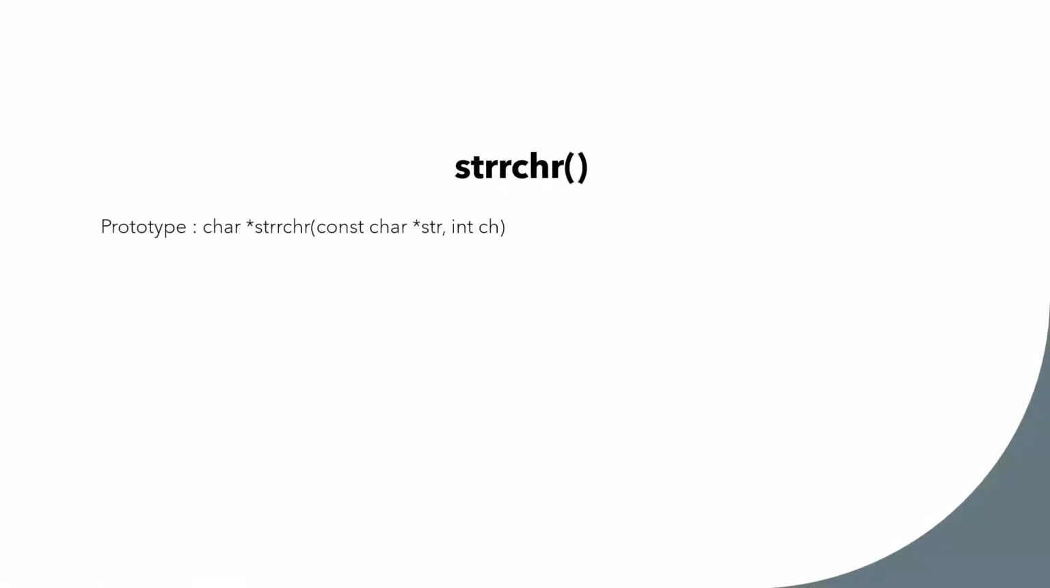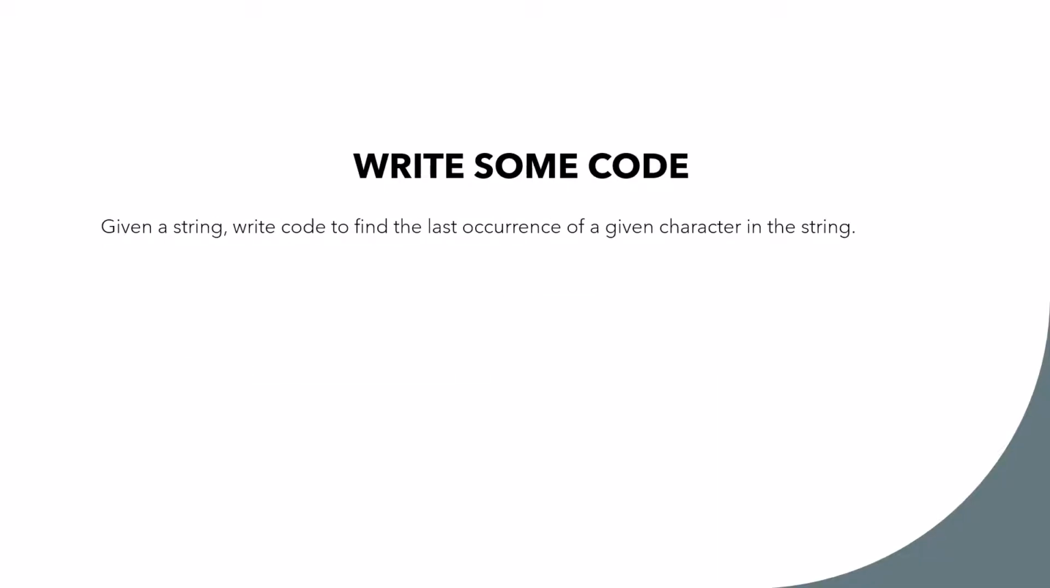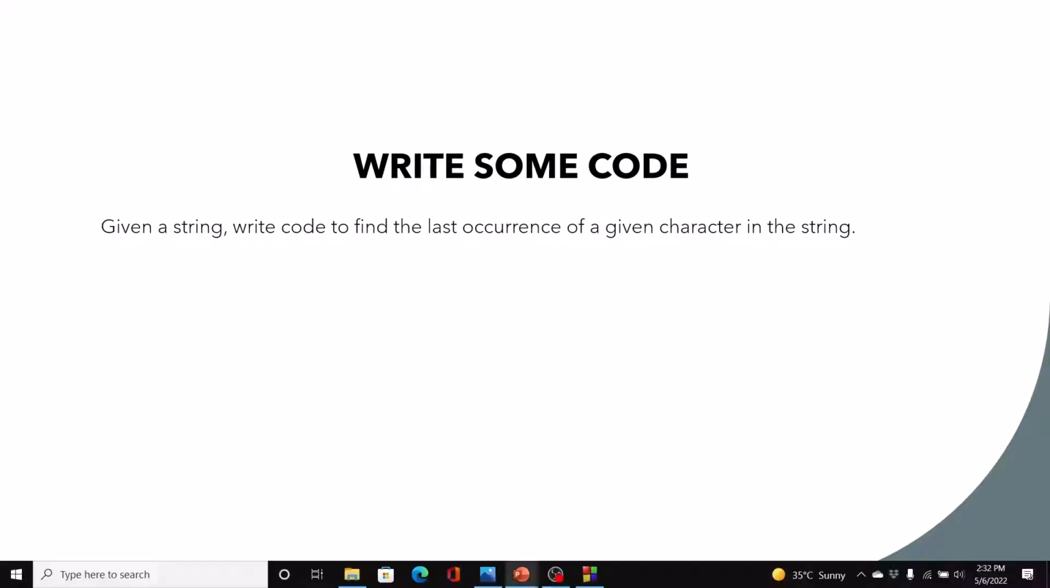strrchr. From the prototype, you can see this again returns a character type pointer and takes as arguments a string and the integer ch. Returns a pointer to the last occurrence of the low order byte of ch, not the first but the last. So reading backwards, if no match is found, a null pointer is returned. Given a string, write code to find the last occurrence of a given character in the string.